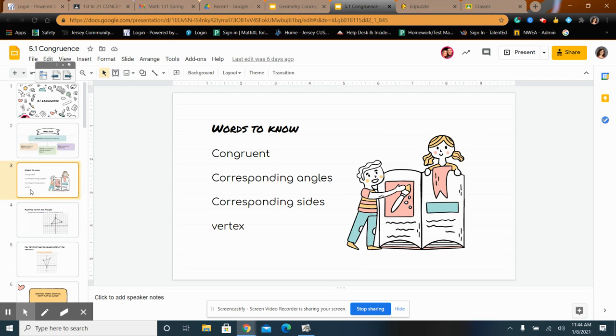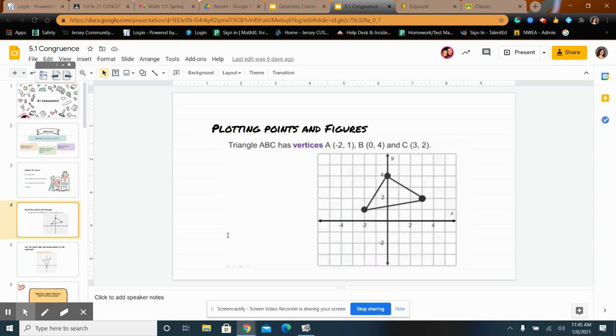Okay, these are the words we're going to talk about today. So we're going to write some definitions of these. Congruent, corresponding angles, corresponding sides, and vertex. Congruent we will get to, and all these will come up in the slides coming up. So these are the words you need to know. So let's remember how to plot some points. The first word up there that we said we needed to know was vertex.